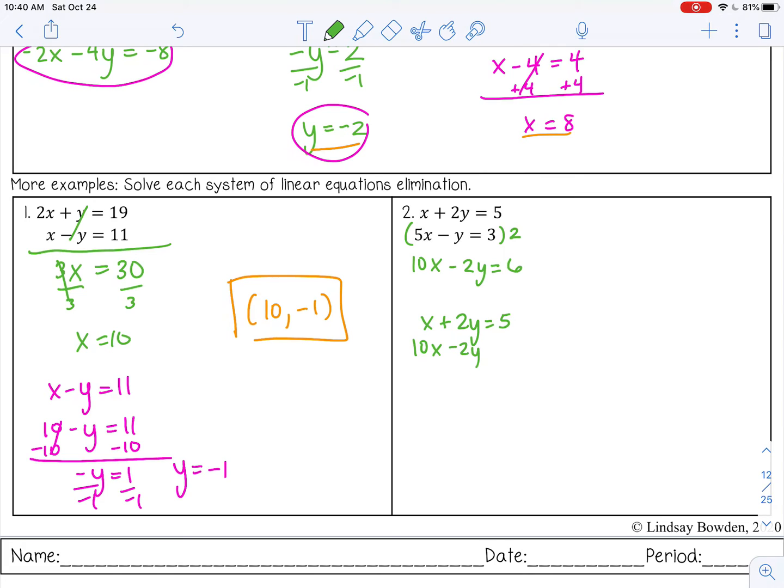All right, so I'm going to rewrite them with my new equation, and I'm going to go straight down and combine like terms. So x plus 10x is 11x. 2y minus 2y, that's nothing. That's what we wanted to happen. We wanted it to cancel. And then 5 plus 6 is 11. All right, now divide by 11. So x is 1.